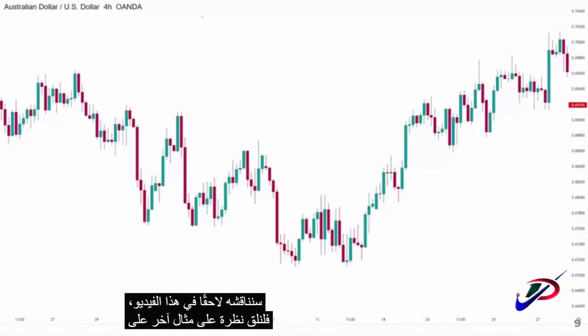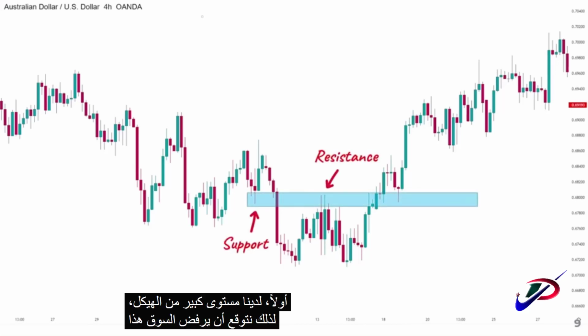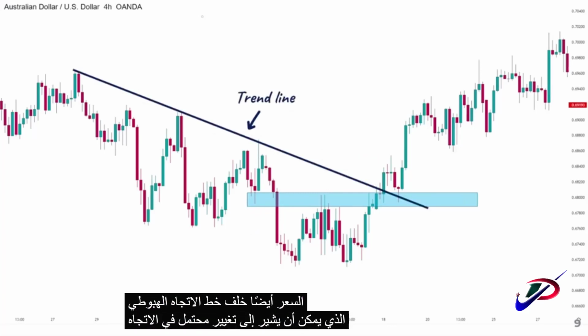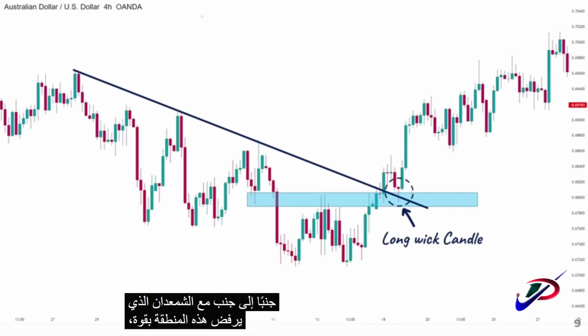Let's look at another example on Aussie dollar with the same concept. This trade has multiple conditions lining up. First, we have a major level of structure, so we expect the market to reject this price, also back of a bearish trend line which can signal a possible trend change, and a long wick candlestick strongly rejecting this area.